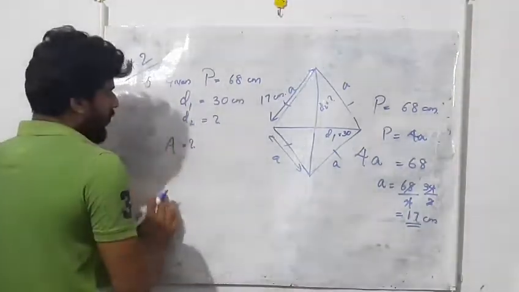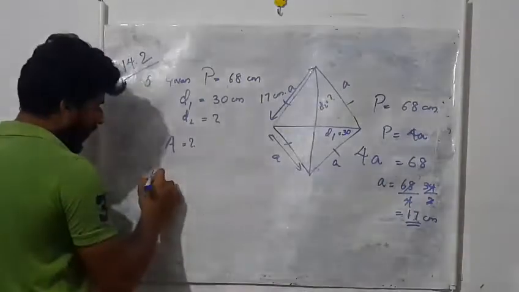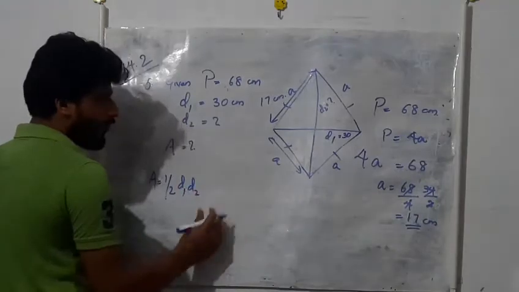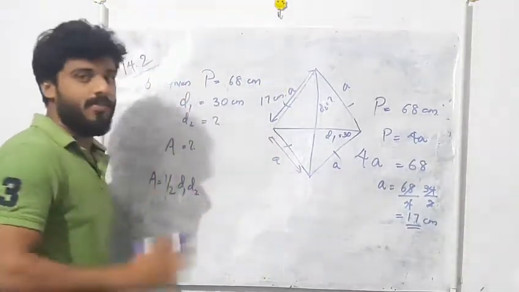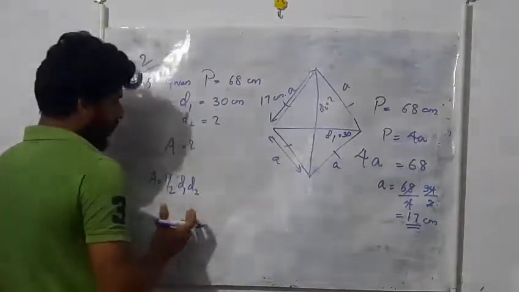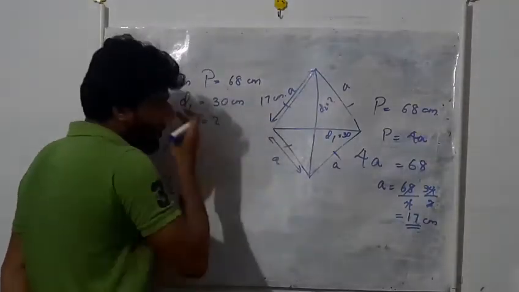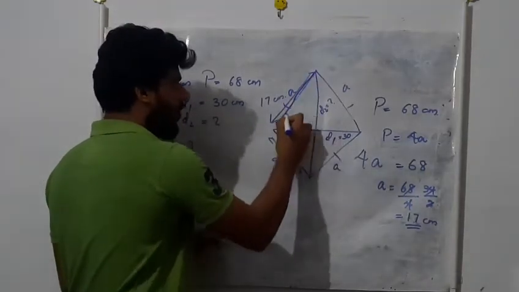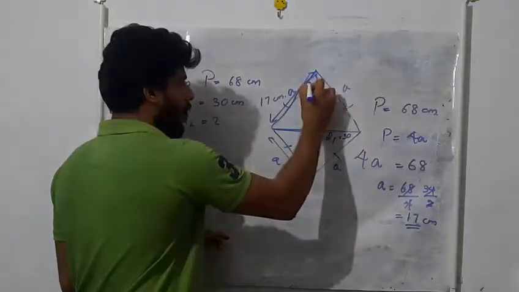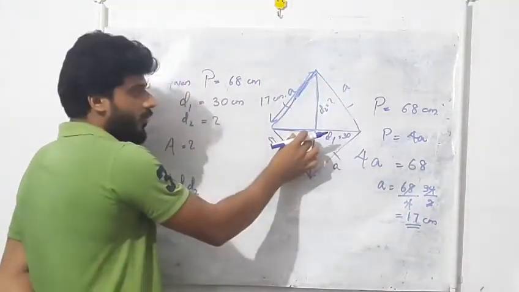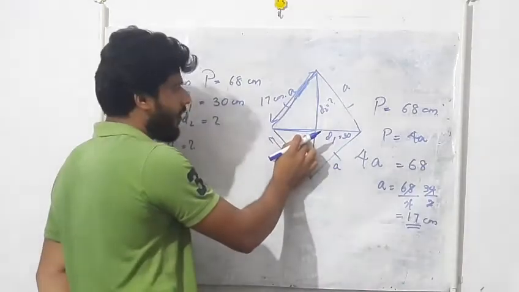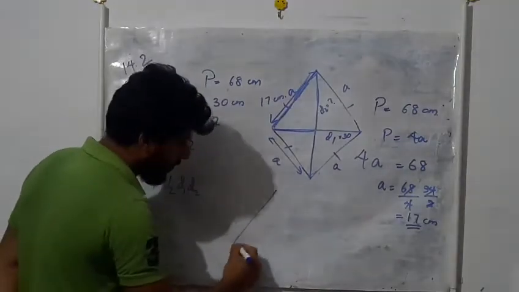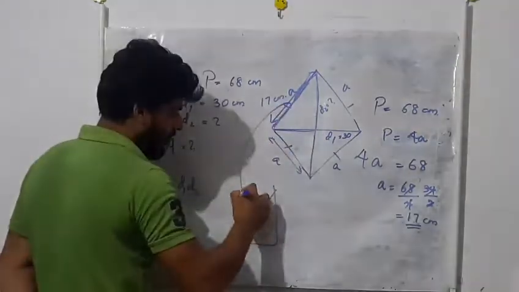Now, in order to find area, we know that the equation for area is half into D1, that is diagonal 1, into D2, that is diagonal 2. In the question, we only have D1 and we need to find D2. In order to get D2, consider this small part of the rhombus. Only focus on this part. This part looks like a right triangle, and we have our hypotenuse. We'll draw it separately. This is the part.